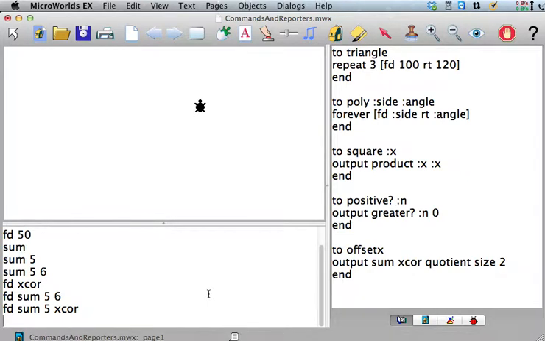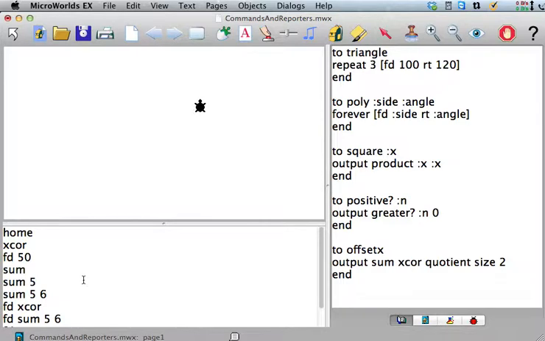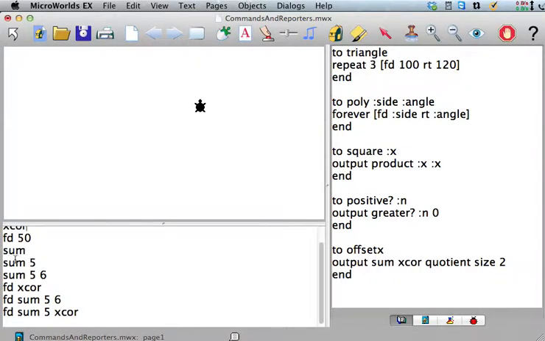In the last video, we were talking about kinds of procedures, and we talked about primitive procedures and the procedures you write yourself. We were looking at dividing primitive procedures into commands and reporters, and we saw that some commands don't need any input, some reporters don't need any input. And some do. So the forward command needs an input. The reporter sum needs two inputs.